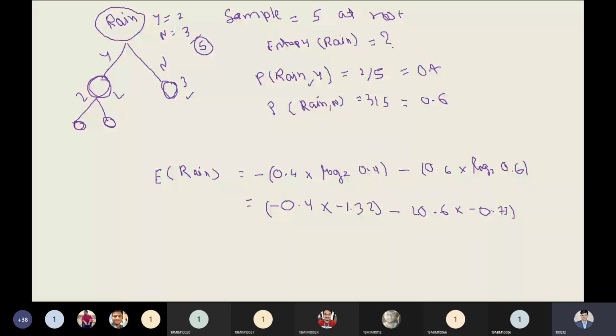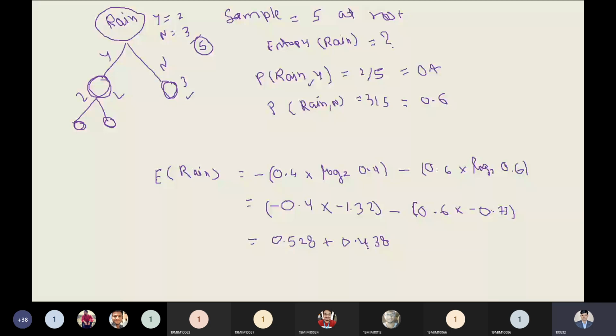So finally all these values will be positive. So what value do we get when we multiply 0.4 by 1.32? 0.528. Okay, and now what is the value of 0.6 into 0.73? 0.438. Okay, after adding these values, what value are we getting?